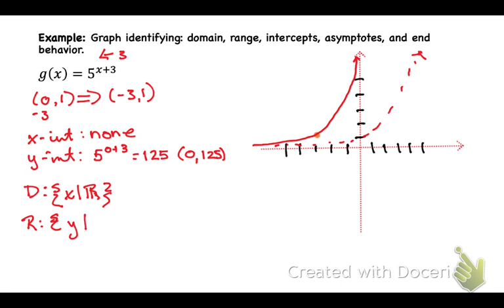Okay. Range. Did the graph move up or move down? No, it did not. It moved left and right. So y is greater than 0. Vertical asymptote? None. Horizontal asymptote? Y equals 0 because it didn't move up or down. And end behavior? Up, up. I got that one right.